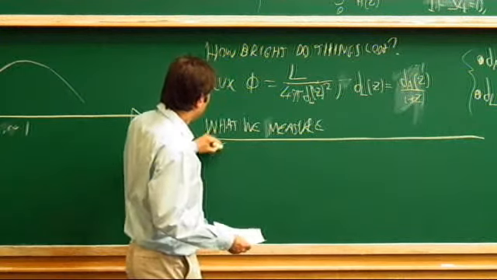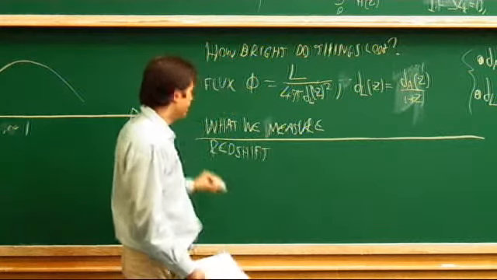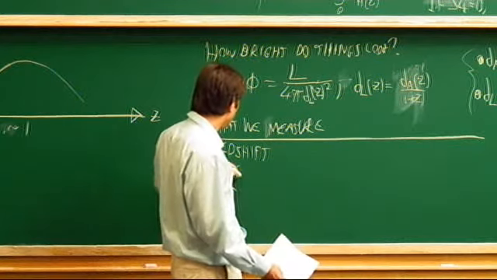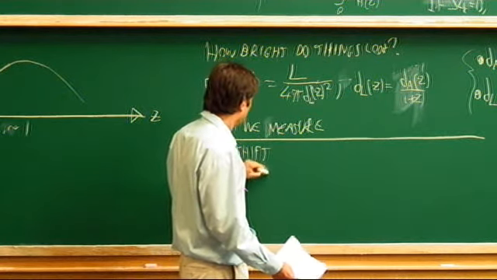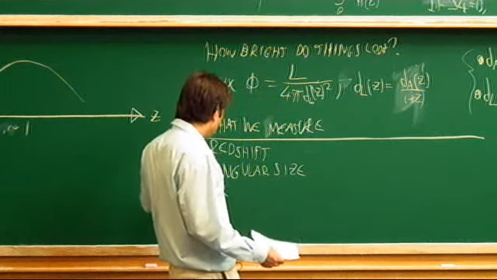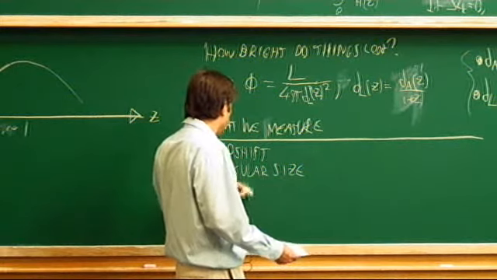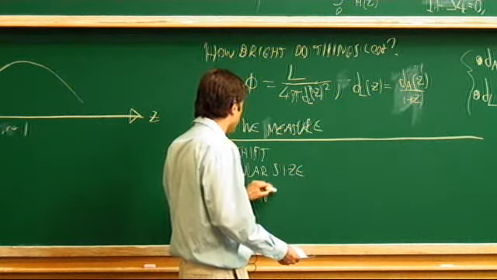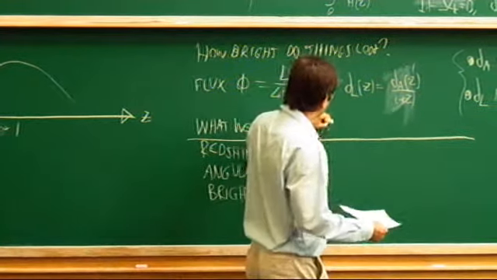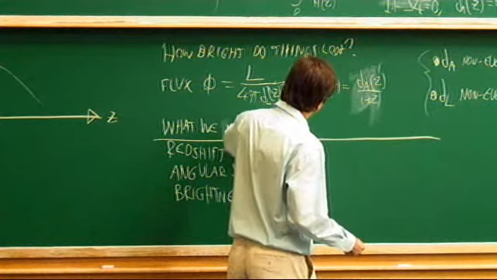Like redshift, like the angular size of something, how many degrees it subtends in the sky, or arc seconds, and the brightness of something, how many watts per square meter of light you get from it, or energy. And then there are things that we want to know as physicists about it. What do we want to know?